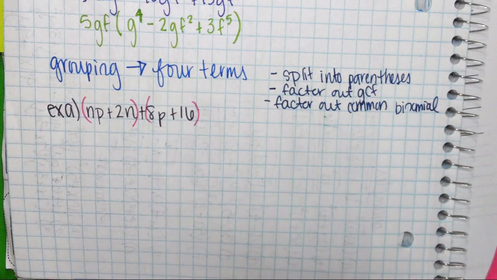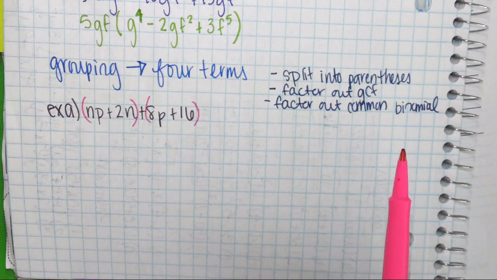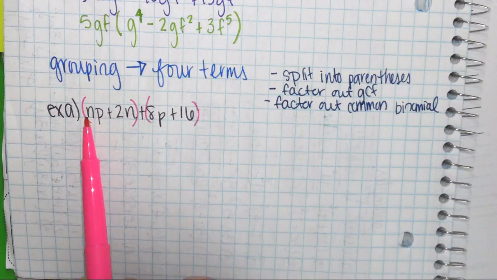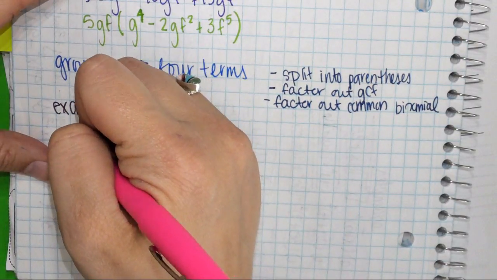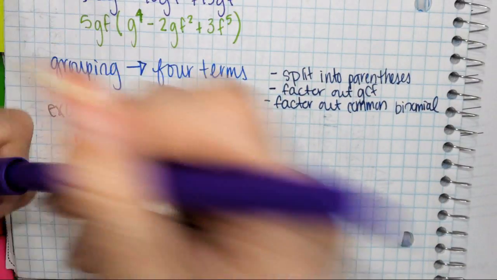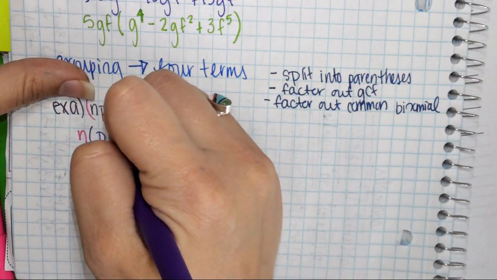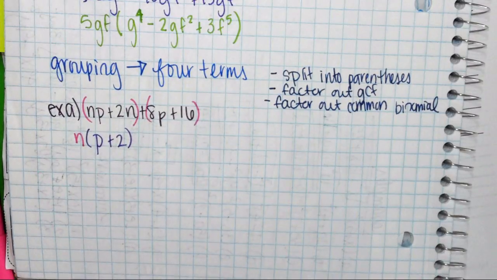What does it say to do next? Factor out a GCF. Take a point, Aldo. Now, what do NP and 2N have in common? N. So you're going to factor out an N. And then everything else stays inside the parentheses, so it would be P plus 2.